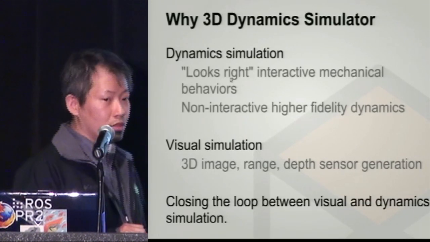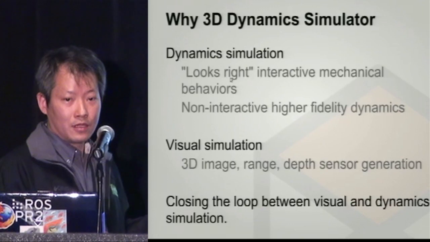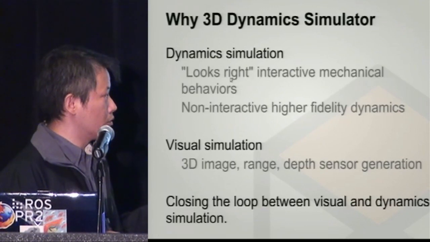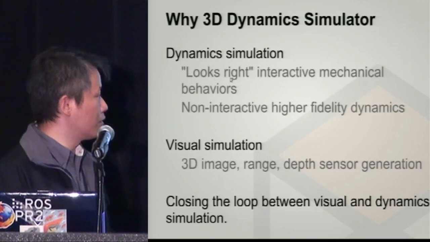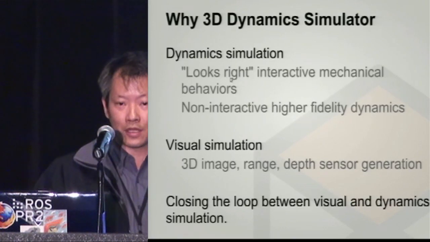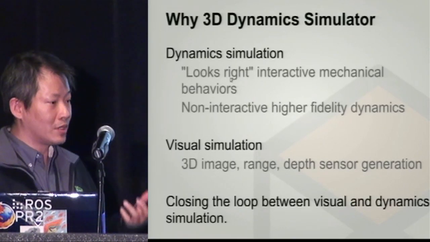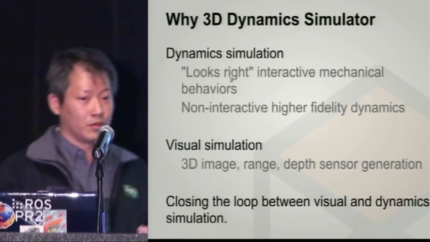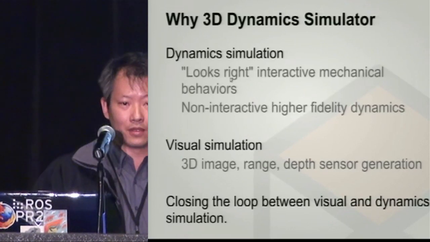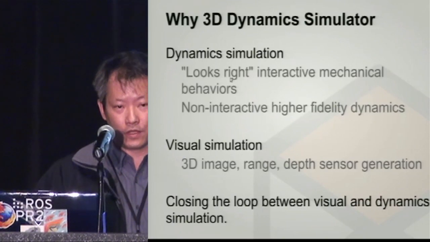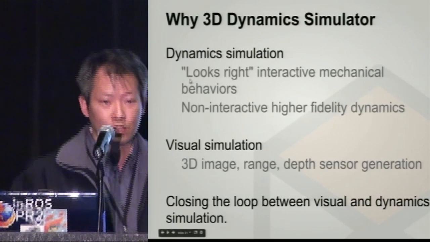So in addition to dynamics, there's visual simulation, as Nate mentioned. We use Ogre to produce 3D images, range, depth, sensor data. And lastly, to tie everything together, closing the loop between visual and dynamic simulation, that's one of the benefits you get from a simulation engine like Gazebo.